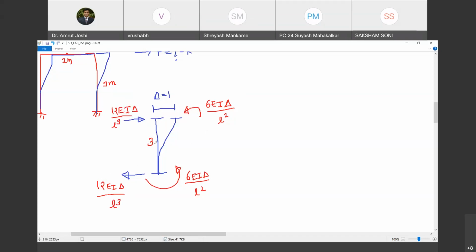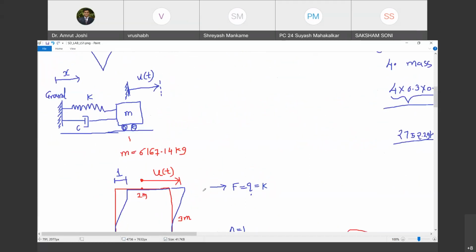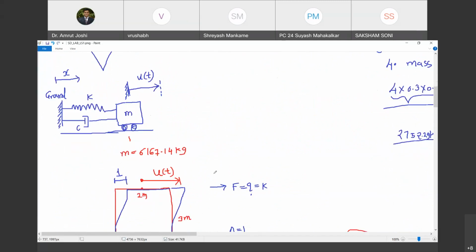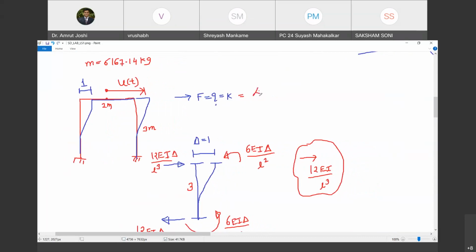So these reactions are going to be 12EI delta upon L cube. That means to move one of the columns towards right by 1 mm, how much is the force that I require? 12EI delta upon L cube, but delta is 1. So I require a force of 12EI upon L cube. This much force is needed to move one column towards right by 1 mm. But in order to move this slab towards right by 1 mm, how many columns need to be moved towards right? 4 columns. So what is the total force that I will require? What will be the value of K to move this by unity? It will be 4 times 12EI upon L cube.